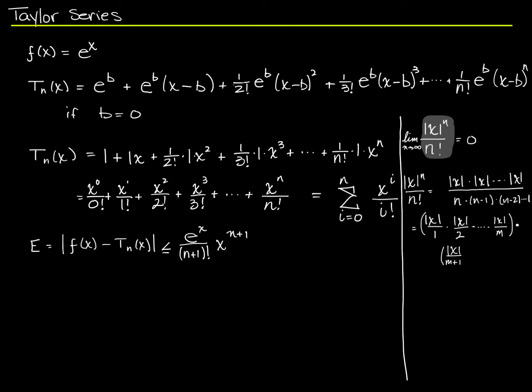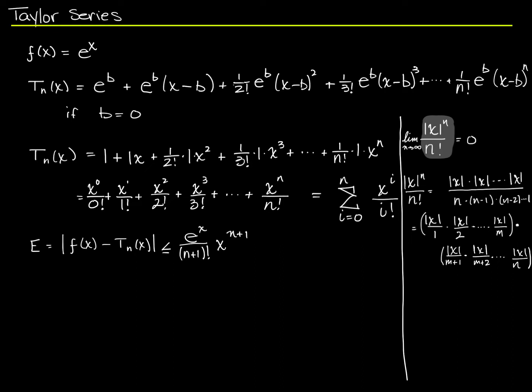And what I'm going to do is just kind of split this into two separate lists of factors. So I have x over m plus 1, x over m plus 2. And I'm going to keep going now until I get to x over n. And I'll put parentheses around that as well.